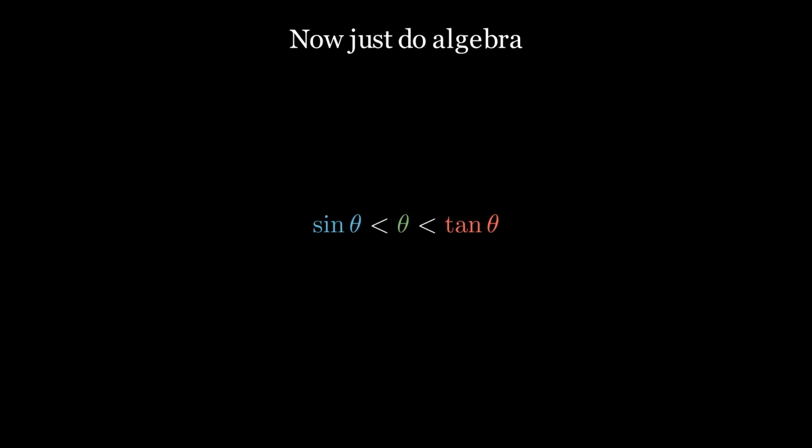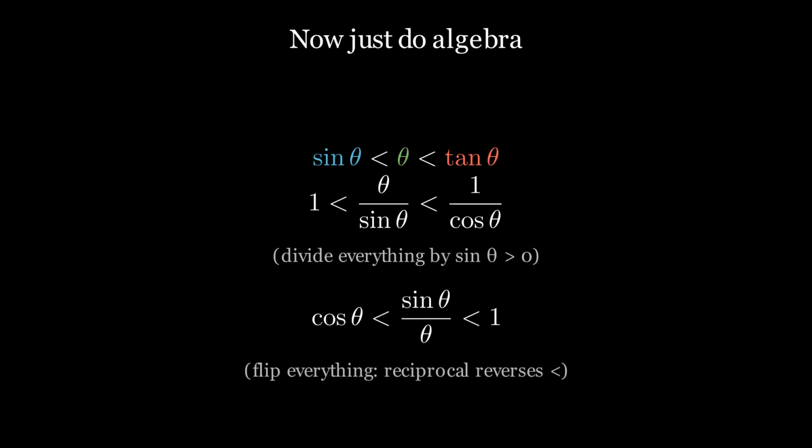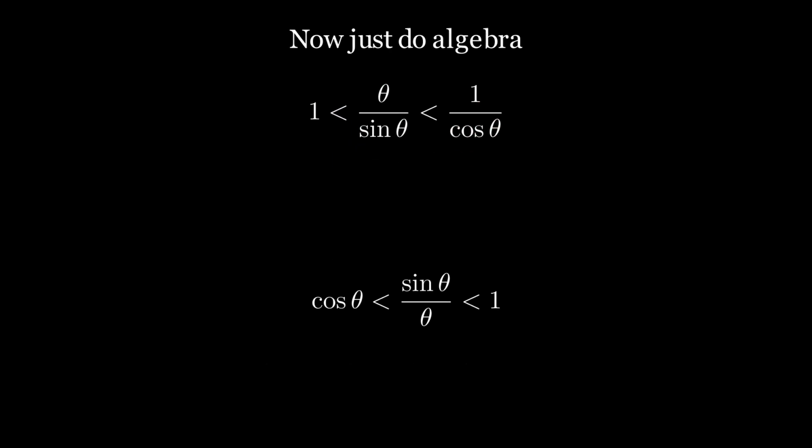Divide everything by sine theta, which is positive for small theta, and we get, 1 is less than theta over sine theta, which is less than 1 over cosine theta. Now flip every term. Taking a reciprocal reverses the direction of an inequality, so, cosine theta is less than sine theta over theta, which is less than 1.